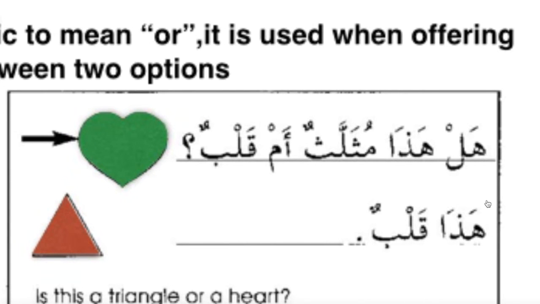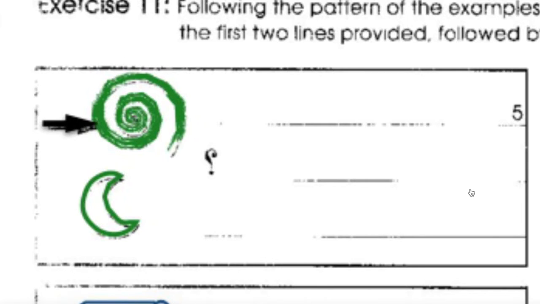We're going to ask about two shapes here, triangle and heart. Triangle is called musallasun, or three sides, and heart is called qalbun. They are both masculine. So you say hal hadha musallasun am qalbun. Is this a triangle or a heart? Now you have to see the arrow and what it says. We have to give an answer. First you say this is. So how do you say this is a heart? Hadha qalbun. Excellent.